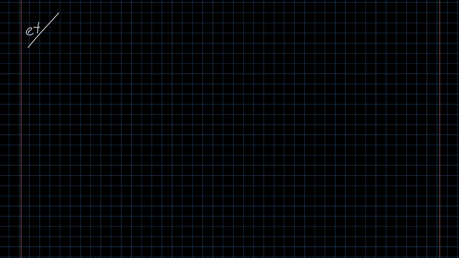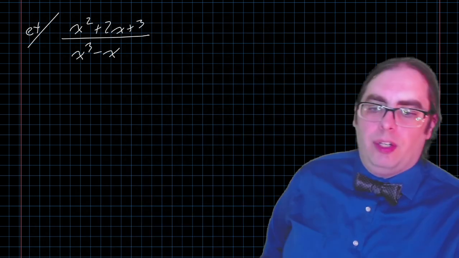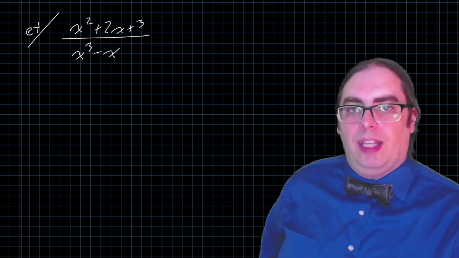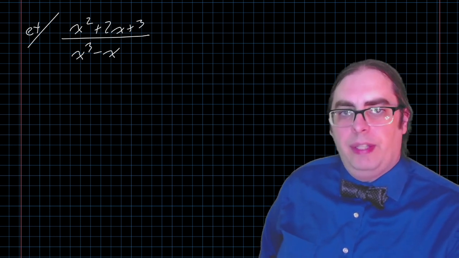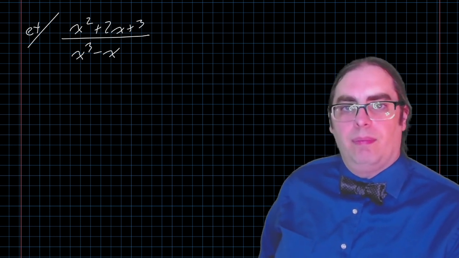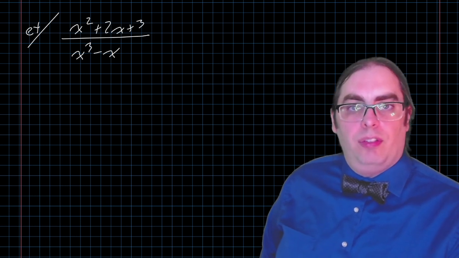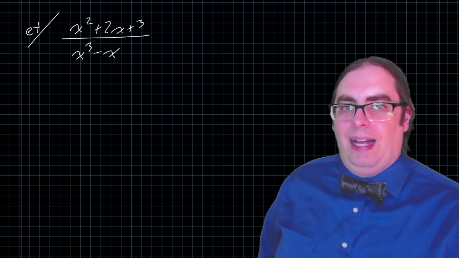Here's one for you to try, and it is a little bit more challenging than the ones I've been going through. x squared plus 2x plus 3 over x cubed minus x. Because in this one, I did not give you a denominator that was already factored. You're going to have to take the time to factor that denominator and then go from there. Take a couple of minutes, see what you can do with that, and I'll see you in the next video.